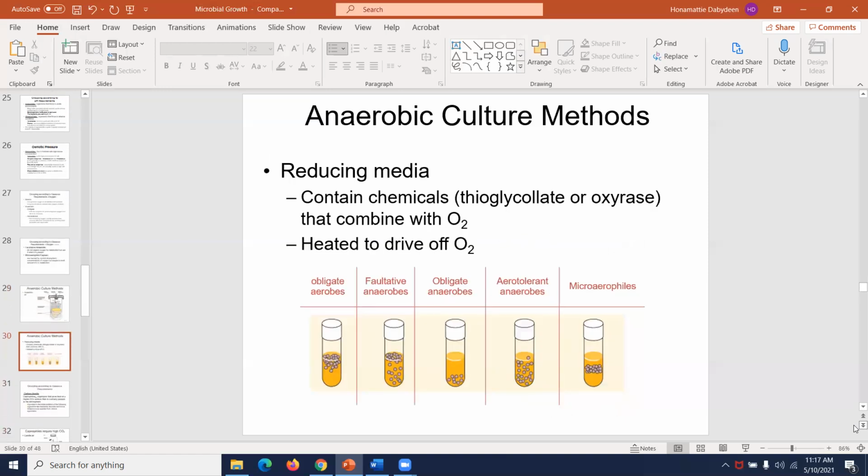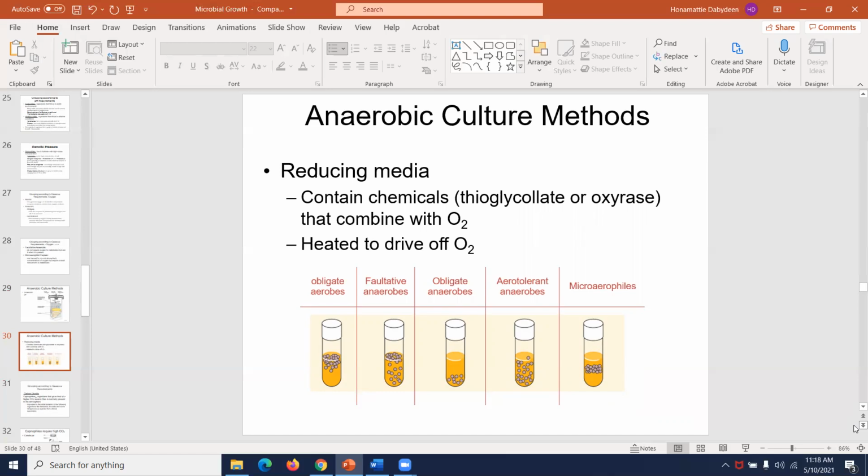Another way we can cultivate anaerobic organisms is to use something called a reducing medium. We have a couple of reducing media that we use in the lab. Thioglycolate, for example, is a good one that we normally use to cultivate our anaerobes. What's going on with this medium? Thioglycolate is a liquid medium, and in liquids a lot of gases, including oxygen, can dissolve. So if the oxygen is in the liquid, obviously we're not going to be able to cultivate anaerobic organisms.